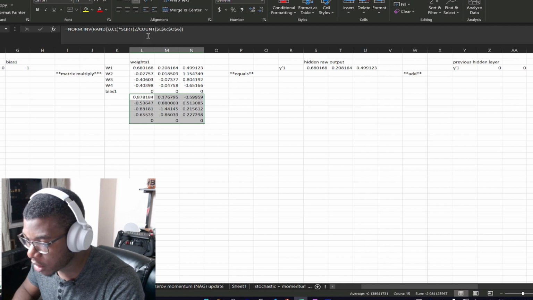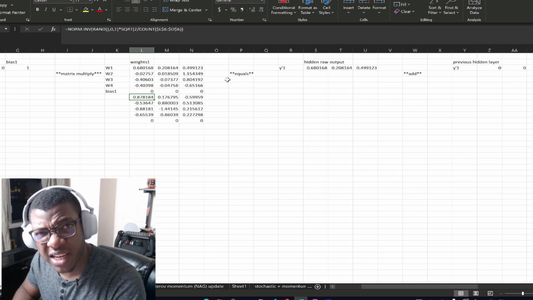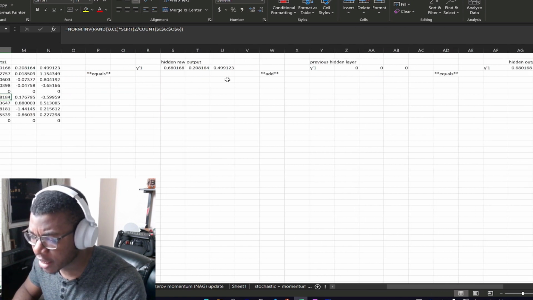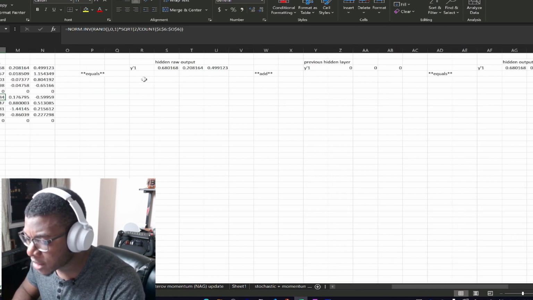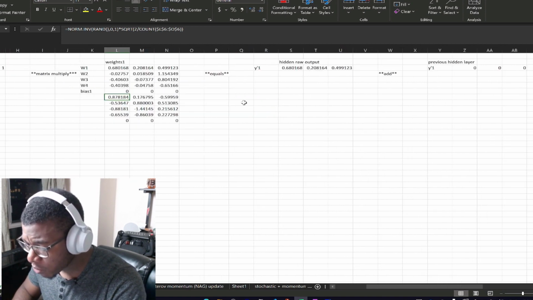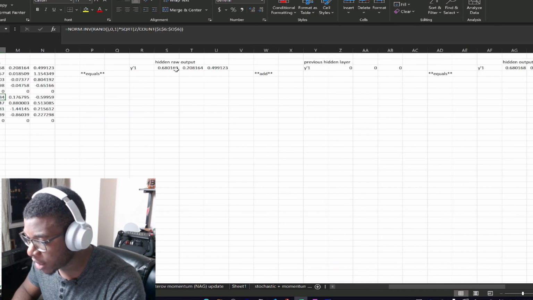This is just how I start off or initialize the weights. I believe this is the Xavier, or whatever it's called. I forget exactly what weight initialization method this is. That's that. And so when you multiply the input with the synapses, you will then get the hidden layer raw output.